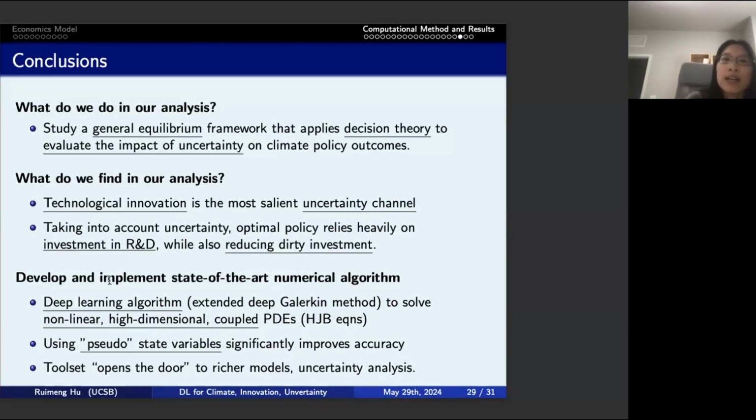So on the numerical side, our contribution is developing a numerical deep learning algorithm to solve the nonlinear high-dimensional coupled PDE system, which has consistent economic interpretations. And we hope that our toolset will open a door to richer models on the economic side, and in particular in the uncertainty analysis.